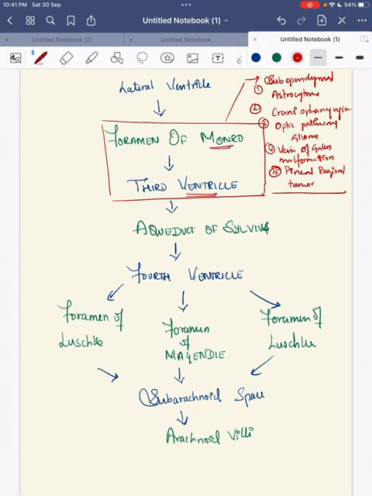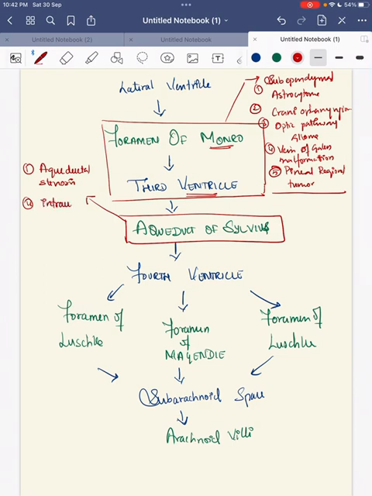Next, the causes of obstruction in the aqueduct of Sylvius. Here the cause can be congenital or acquired. The congenital cause of obstruction can be aqueductal stenosis. Second is any intrauterine infection that can cause an increase in the CSF protein, and this can lead to obstruction in the aqueduct of Sylvius, or the infection itself can cause stenosis of the aqueduct.